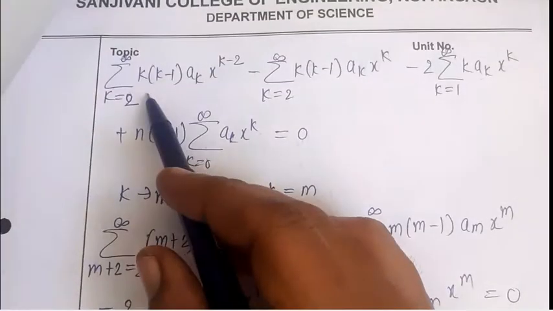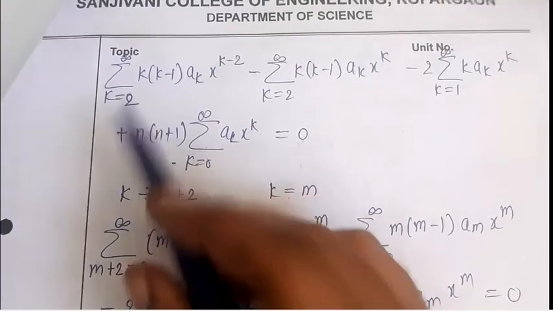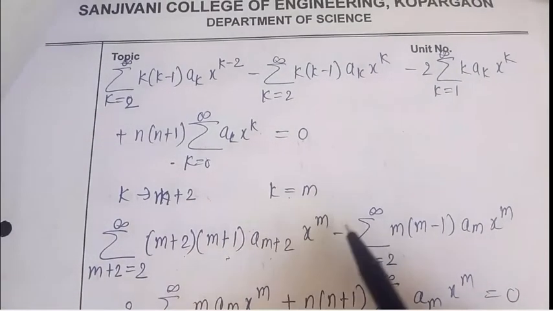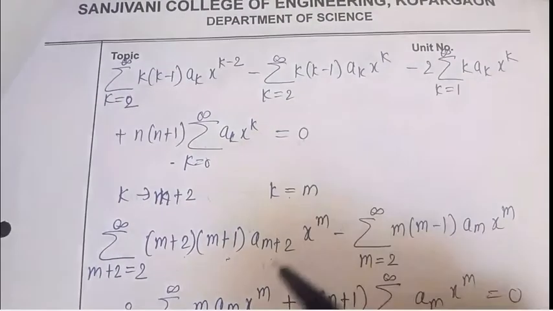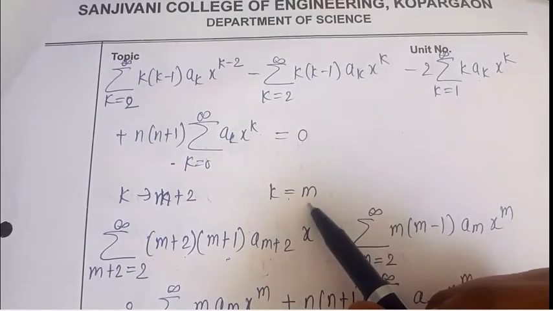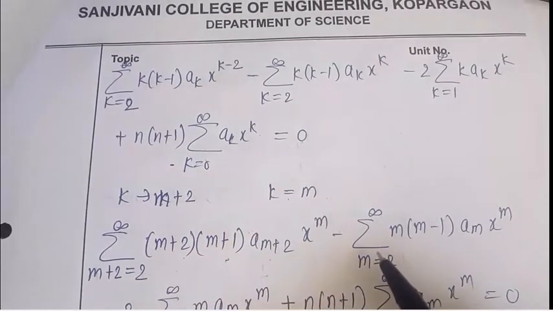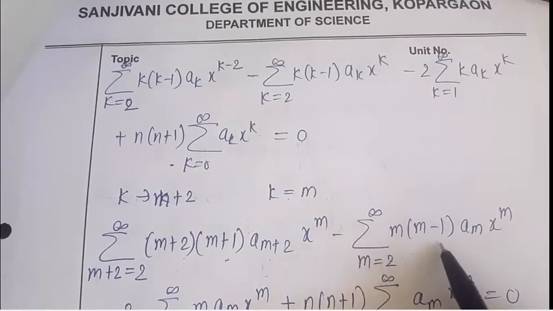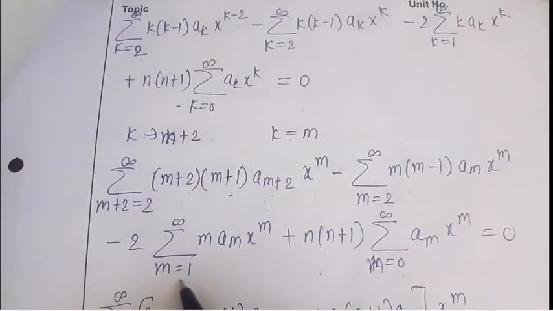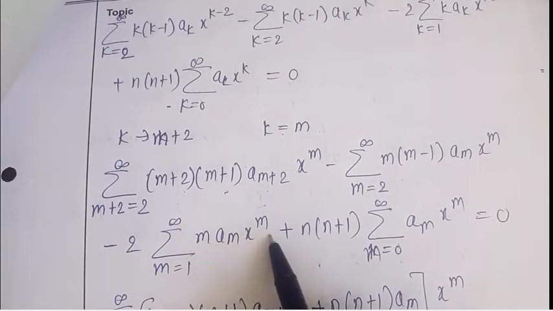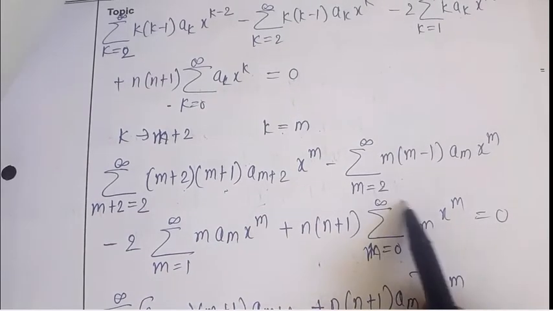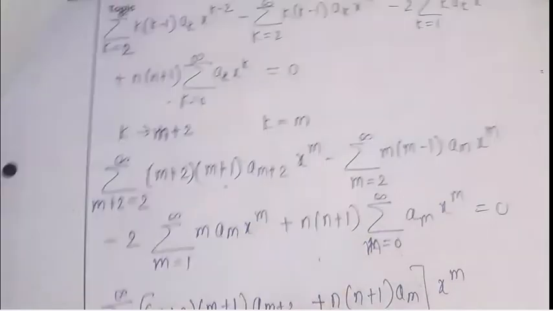Replace all k by m+2. So in the first summation we get (m+2)(m+1) a_(m+2) x^m. We convert all these summations in terms of m by substituting k = m. So the summation from k = 2 to infinity of m(m-1) a_m x^m, minus 2 times the summation from m = 1 to infinity of m a_m x^m, plus n(n+1) times the summation from m = 0 to infinity of a_m x^m, equal to 0.